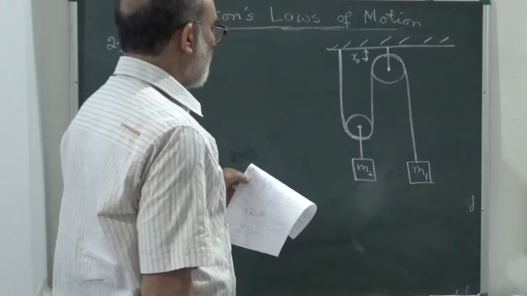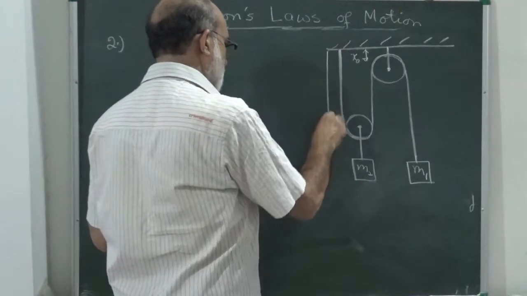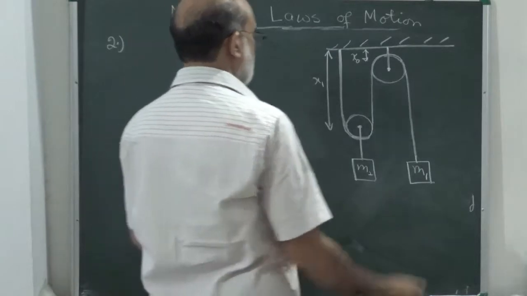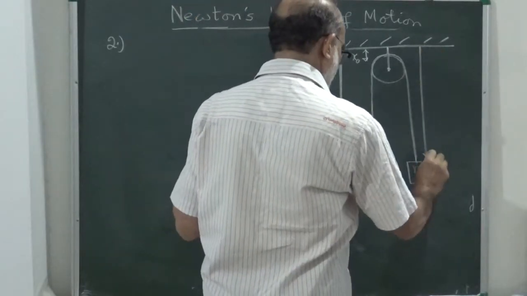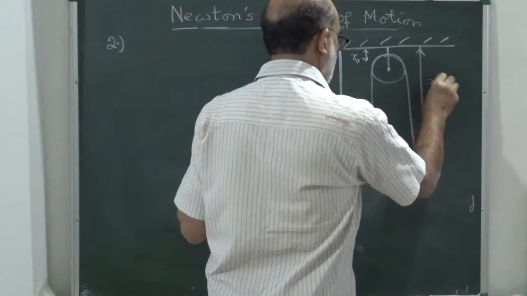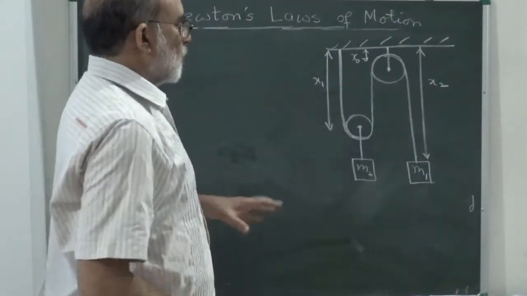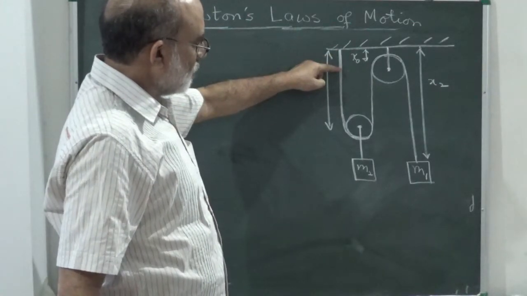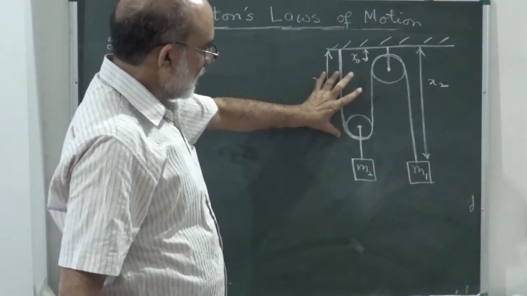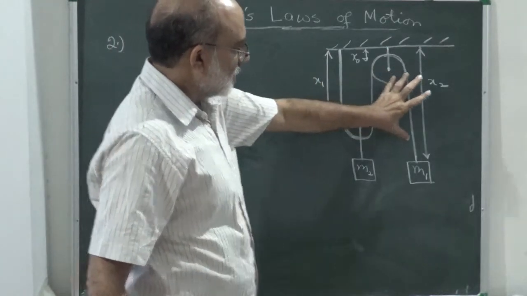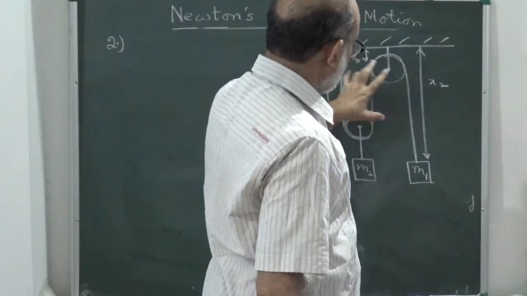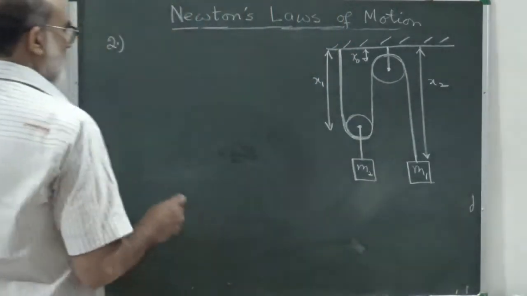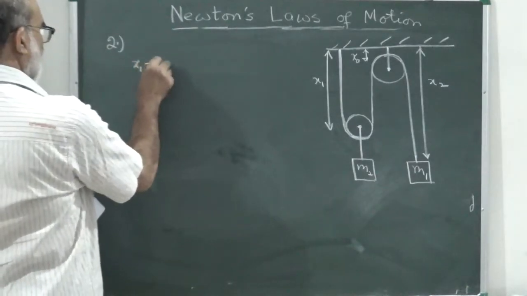And from this ceiling, this is x1, and from this ceiling, this is x2. So the length x1 minus x0, this is the length, and this is also x1 minus x0, and this is x2 minus x0. So this length is constant. So we can write as x1 minus x0.